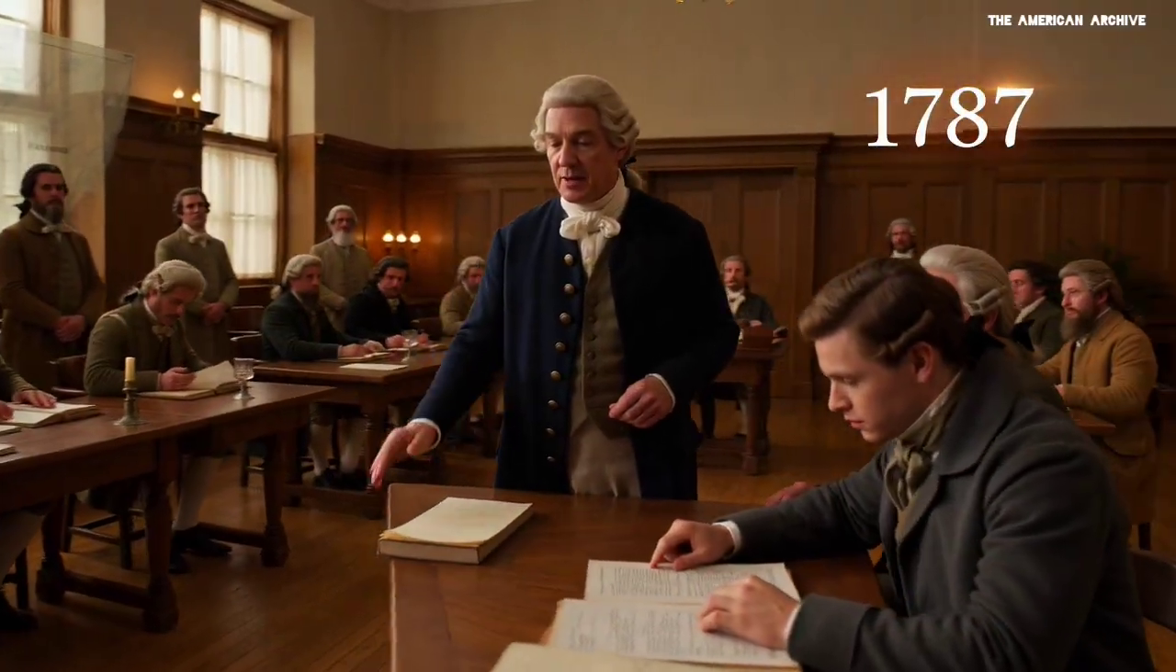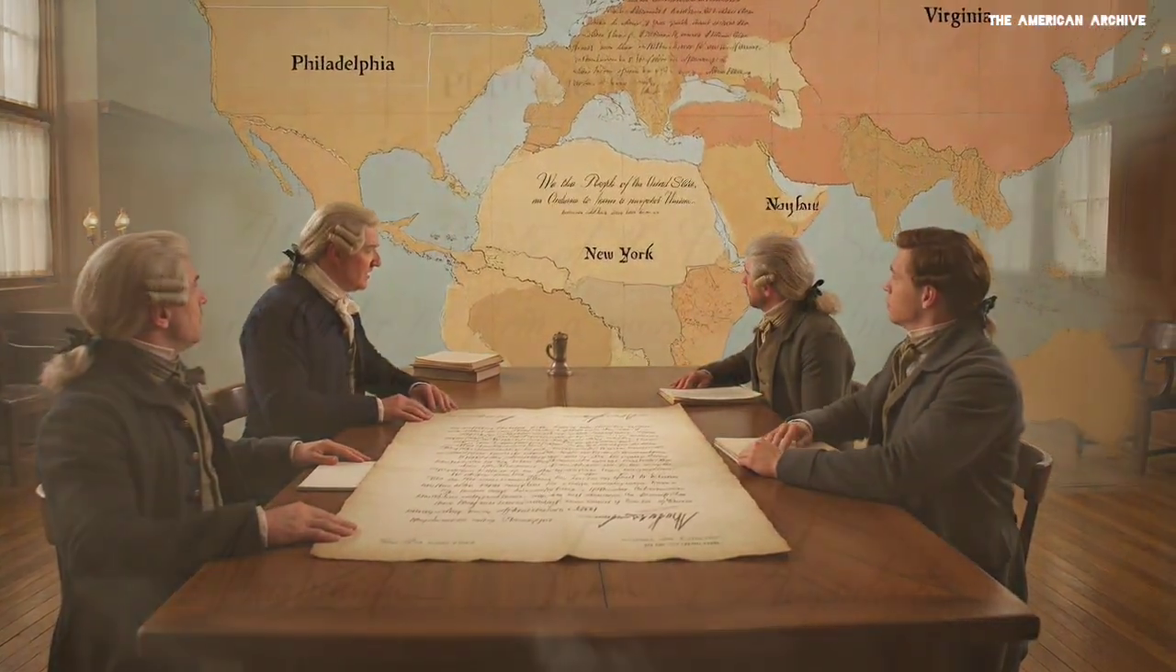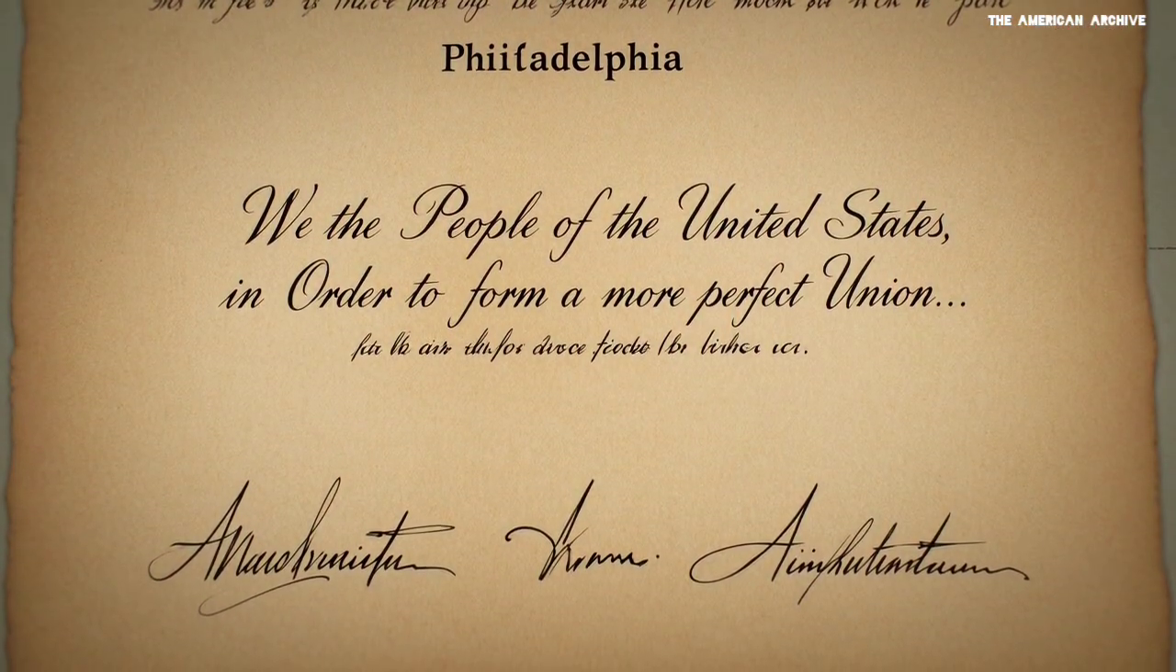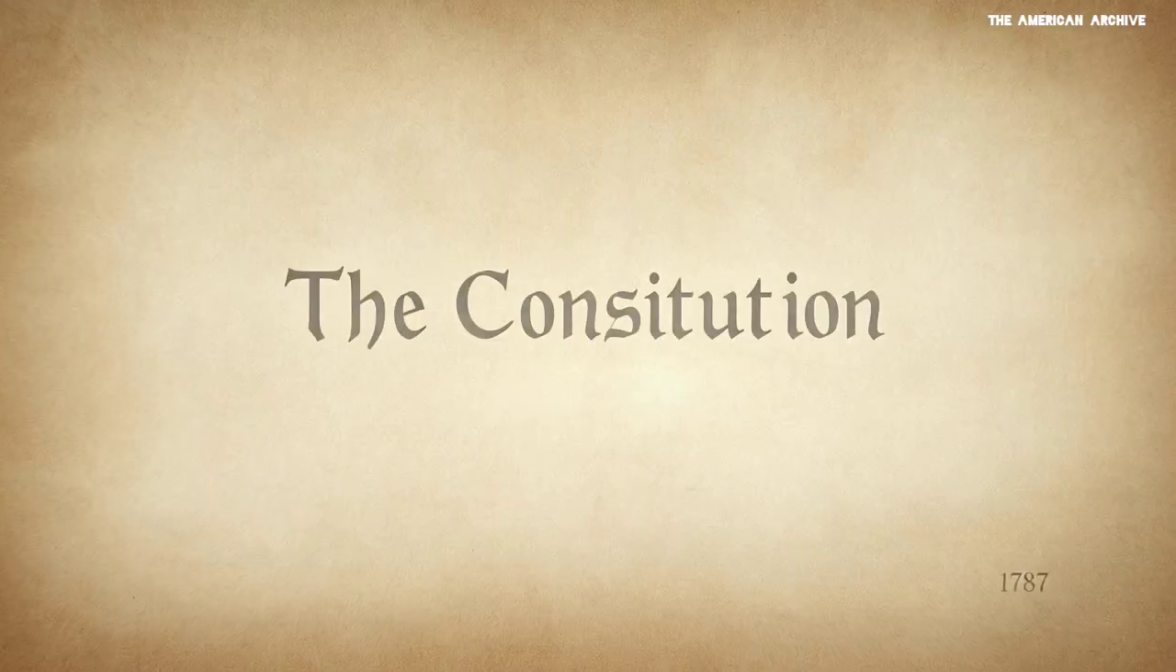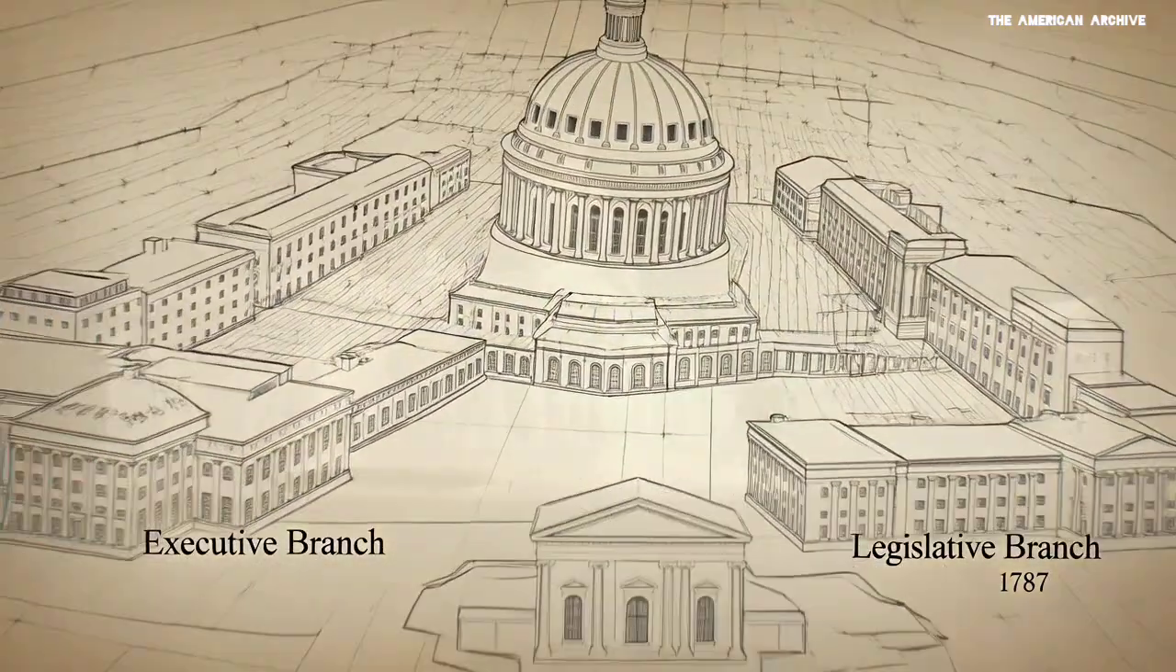In 1787, leaders gathered to draft the United States Constitution. Figures like Washington and Madison led the debates, forging a new framework of government. The Constitution established executive, legislative, and judicial branches of government.